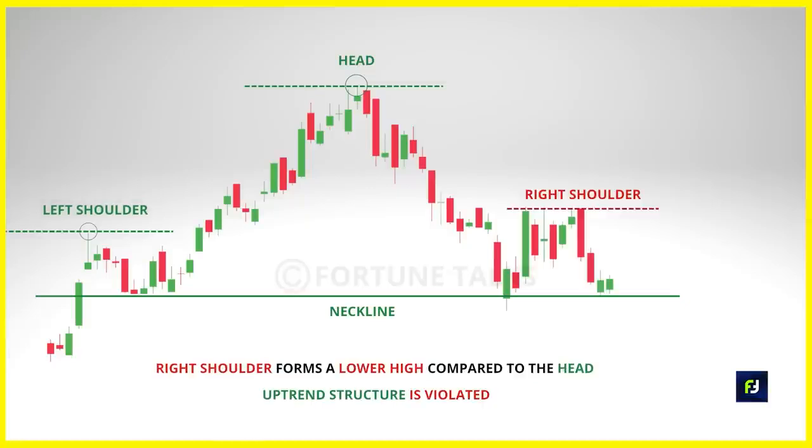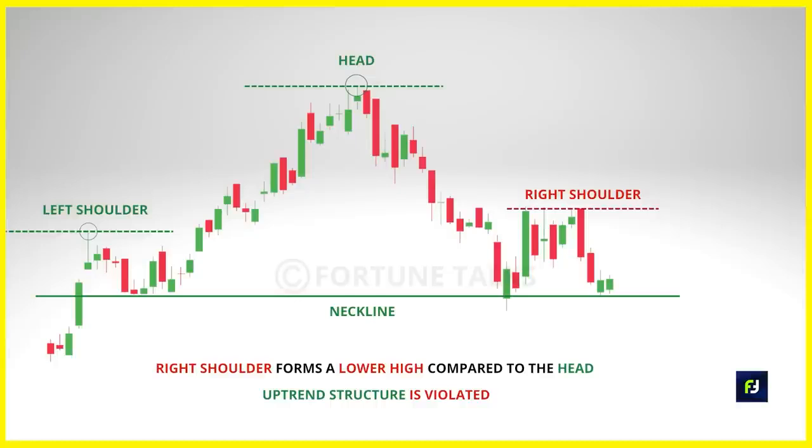Now, once again from the neckline, the buyers make a final attempt to push the prices higher, but they fail to even break above the previous high or the head of the pattern. And yet again, the sellers take control and push the price towards the neckline. This forms a lower high compared to the previous high, which indicates a shift in sentiment towards bearishness. Now, the only level that stands in favor of the bulls is the neckline, which is also a support level.